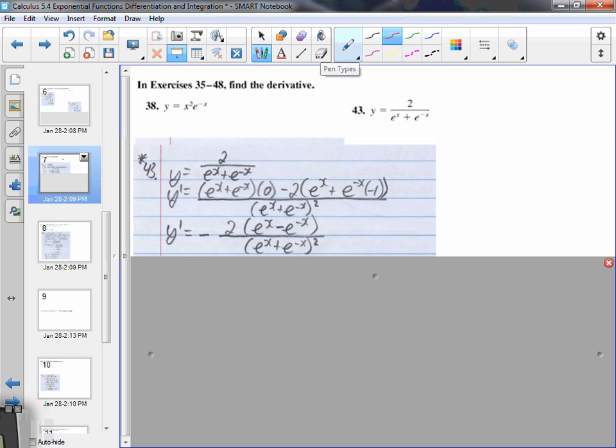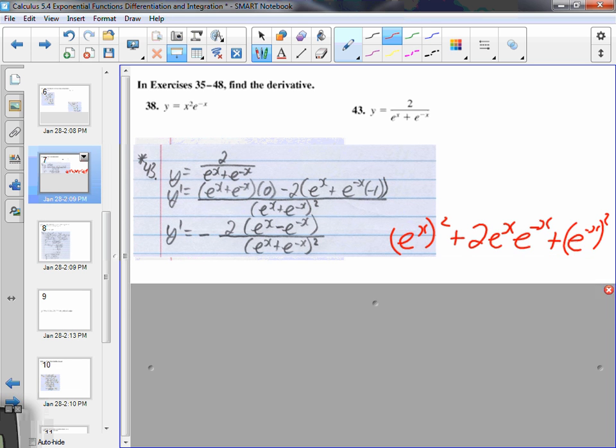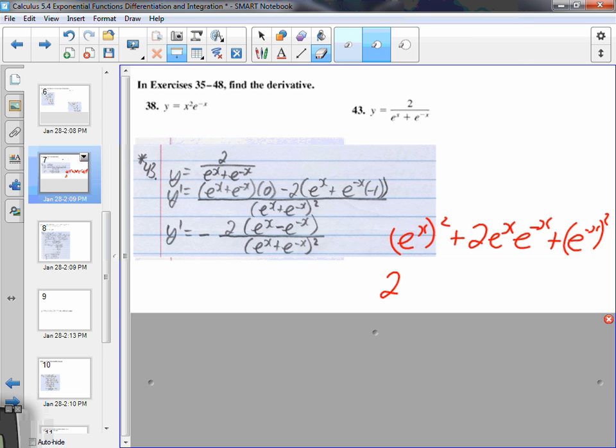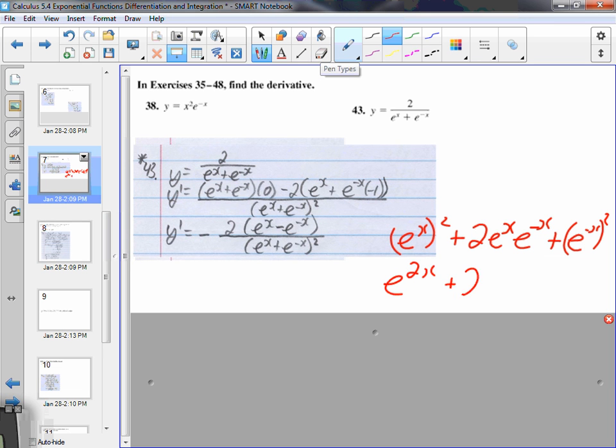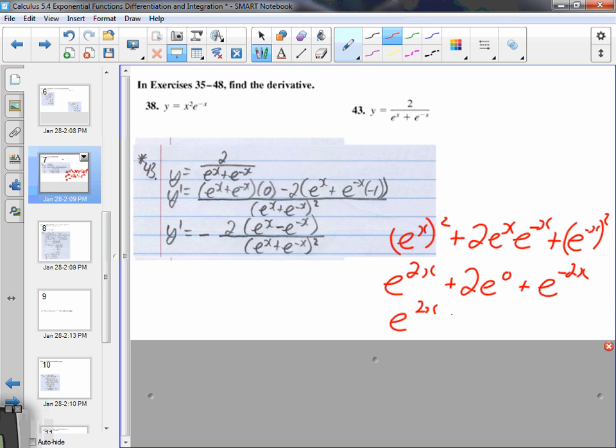Well, you get the first term squared plus 2 times the first term times the second term plus the second term squared. So you get e to the 2x plus 2 times, what's e to the x times e to the negative x? E to the 0, plus e to the negative 2x, so you'd get e to the 2x plus 2 plus e to the negative 2x.